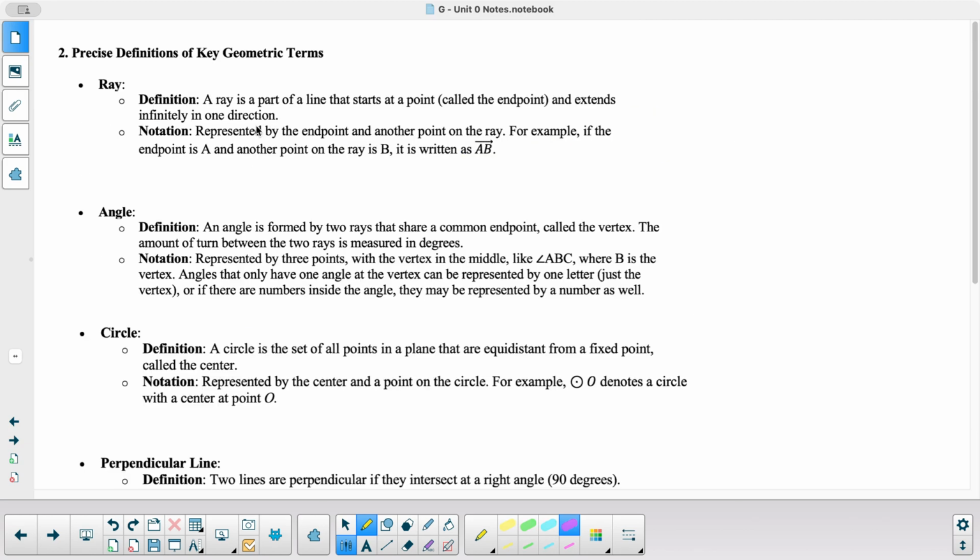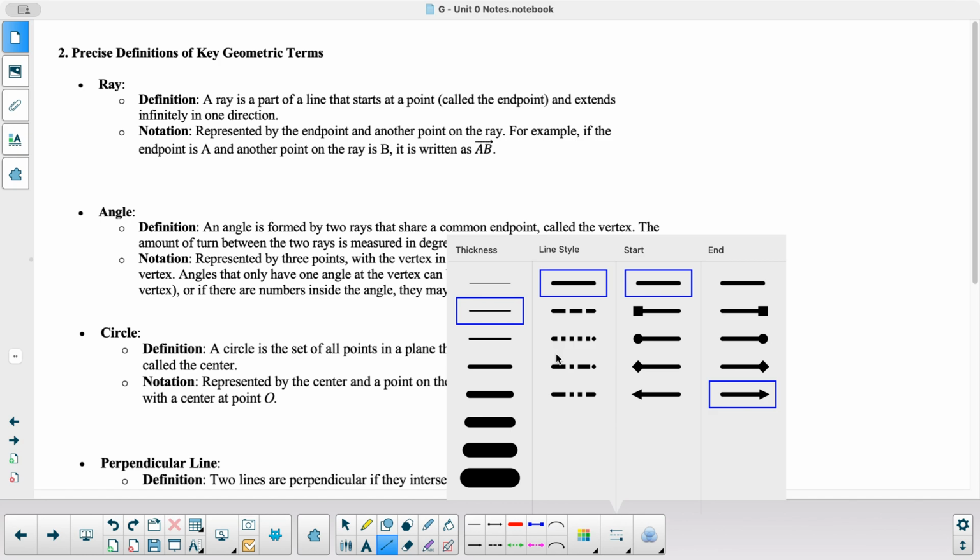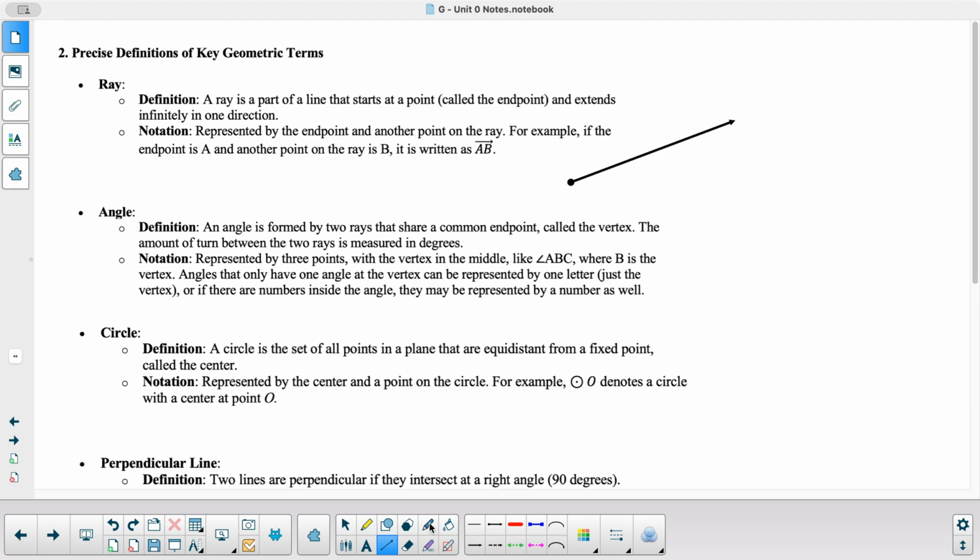Ray. A ray is a part of a line that starts at a point called the endpoint and extends infinitely in one direction. So a ray would look like this. So right here, there's a good ray. Starts at a point, extends infinitely. So you need 2 points to name it. One of them has to be the endpoint. Okay, so this would be represented by starting with the endpoint and then putting the other point and an arrow.